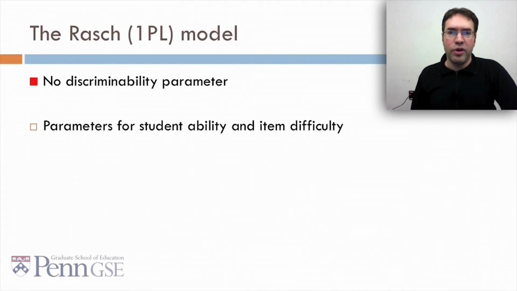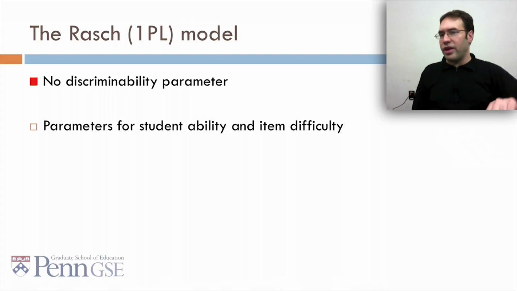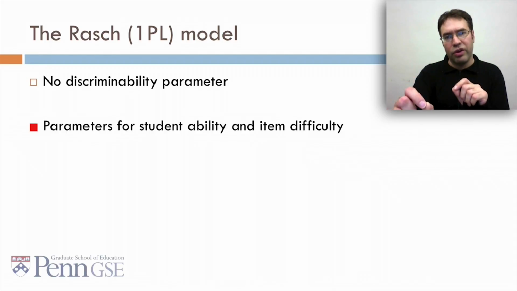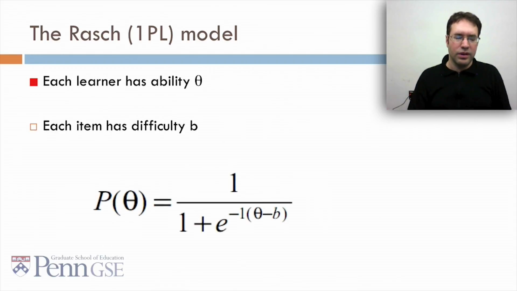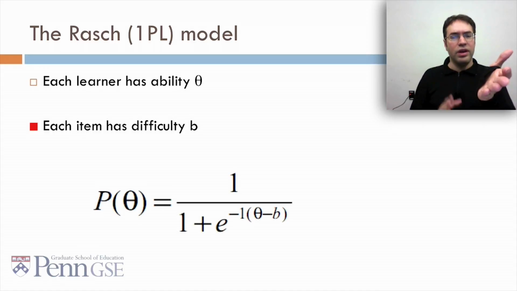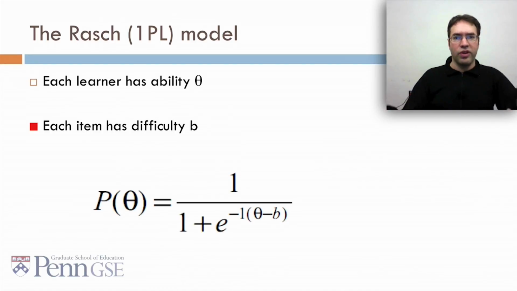It's got no discriminability parameters, so we're going to hold off on talking about that for another minute. But it does have two sets of parameters, a set of parameters for student ability and a set of parameters for item difficulty. Each learner's got ability theta, each item has difficulty B, and you can compute the probability that a student will get something right by a function involving an exponential function with theta minus B. So we take the ability, we subtract the difficulty, they're on the same scale.